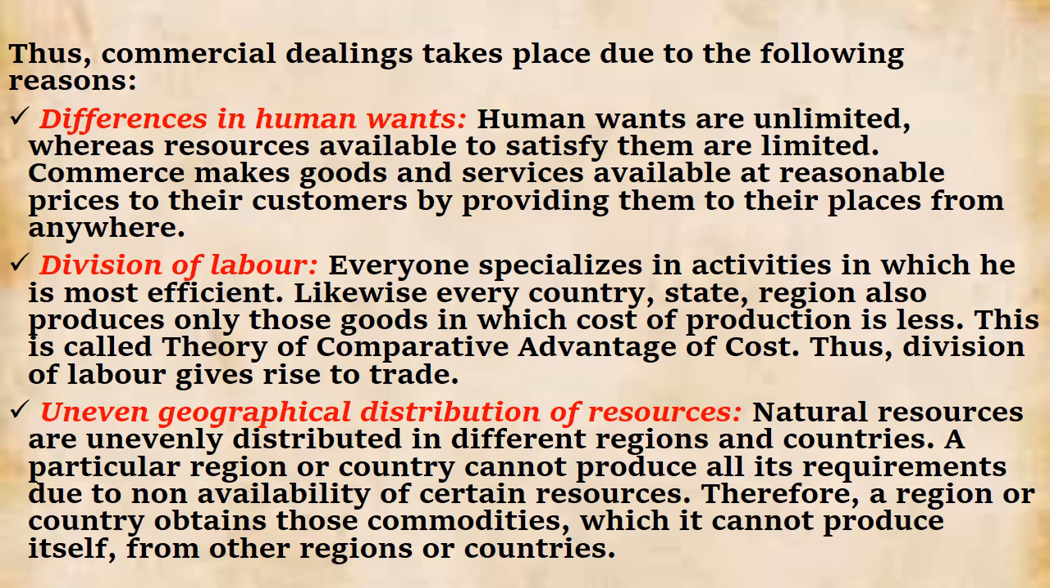So, not only the difference in human wants and division of labor, but also uneven geographical distribution, like some regions have availability of certain resources and some regions do not. So they use those resources which are available in their place to produce the goods and provide them to other regions and countries where the goods are not available. So this is how commercial dealings take place, which is related to economics.